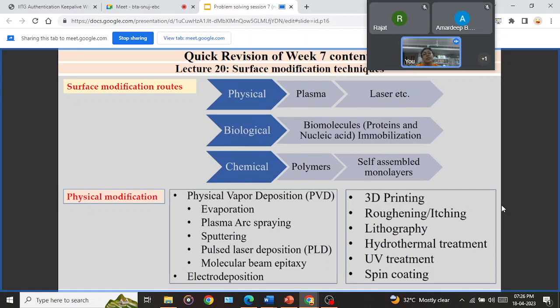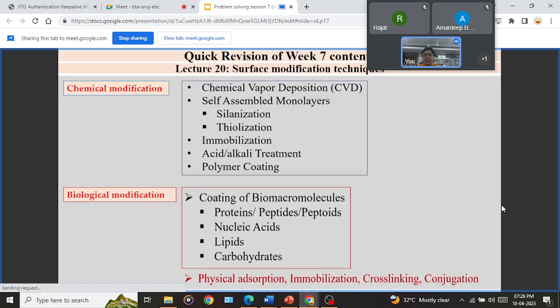So various modification routes involve these physical, biological or chemical routes. In case of physical modification, various techniques like physical vapor deposition, that includes evaporation, sputtering or plasma arc spraying over the biomaterial. Then there is electrodeposition also, 3D printing, again roughening and etching. So one by one we can discuss a few of these. These are various chemical modifications as well as biological modification.